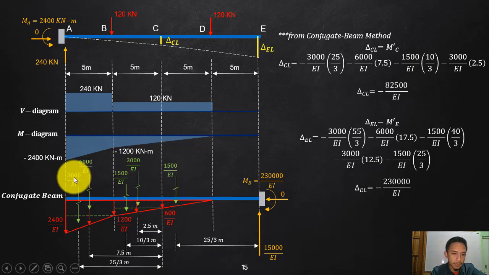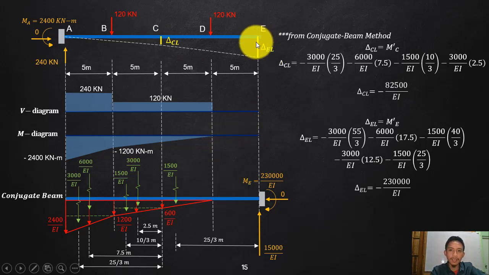So again, positive 3000 times this one. I'm sorry, negative, since I assumed clockwise to be positive. So this is counterclockwise with respect to C, so that is negative. And a negative 6000 times 7.5, counterclockwise. This one. And then of course a negative 15 times this 10 over 3. And then a negative 3000 with that 2.5. Calculating that, these are all negative, so we end up with negative 82,500 over EI, which is the deflection at C, which is true because in my assumption that is going down, so negative deflection.